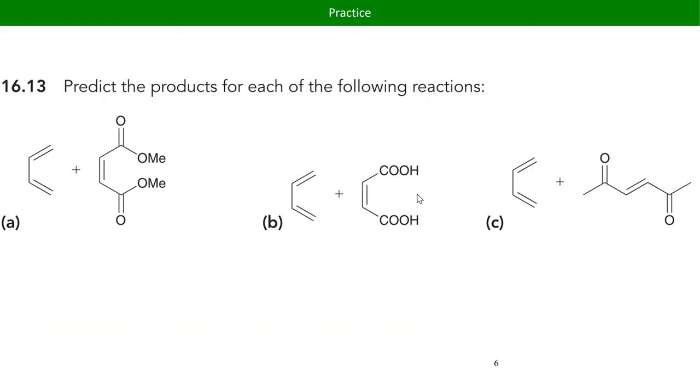And so for A, we're going to wind up with this compound and its mirror image. Actually, this one doesn't have an enantiomer, right? Because it's got an internal mirror plane. So it's a meso compound. And we'll get the same thing here, except with carboxylic acid instead of an ester.